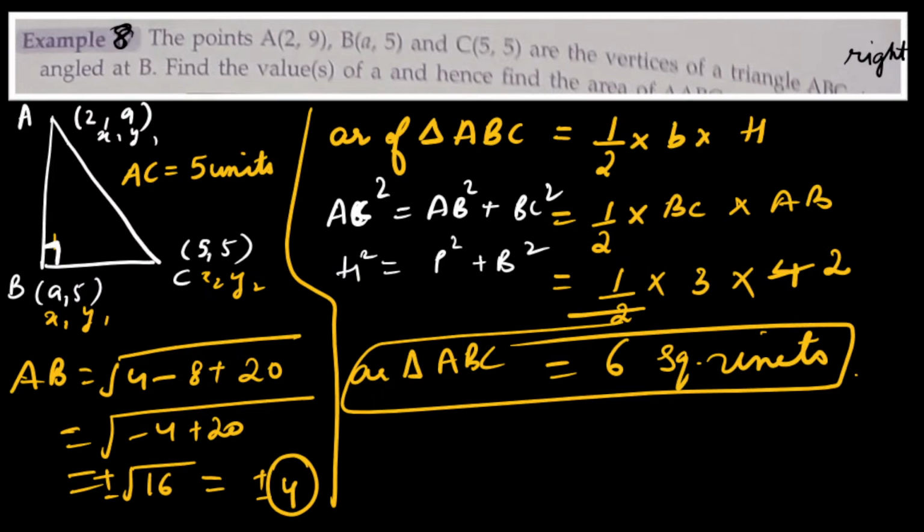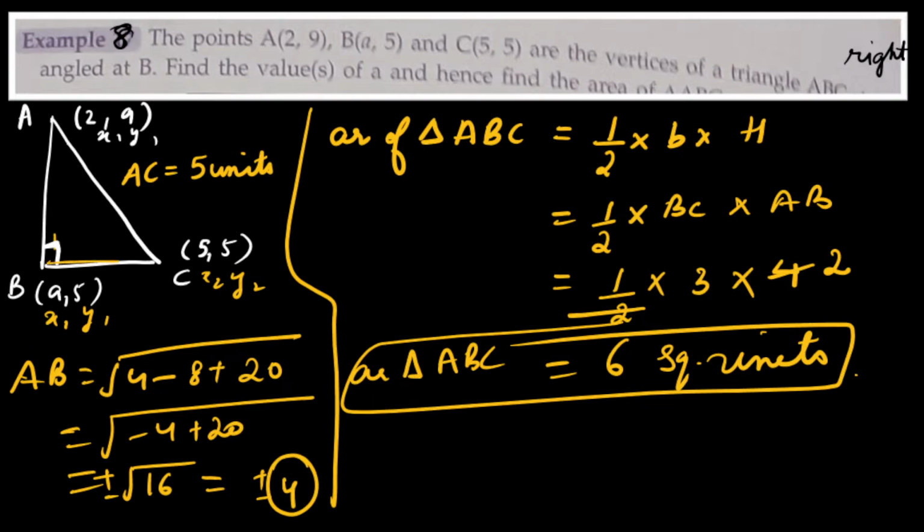The formula we used: area of triangle is half into base into height. Base of this triangle is BC, and the height of the triangle is AB. Height is always that line which is standing on the base. So half into AB into BC is the area of the triangle. BC and AB, we already found. We found the value of A as 2.